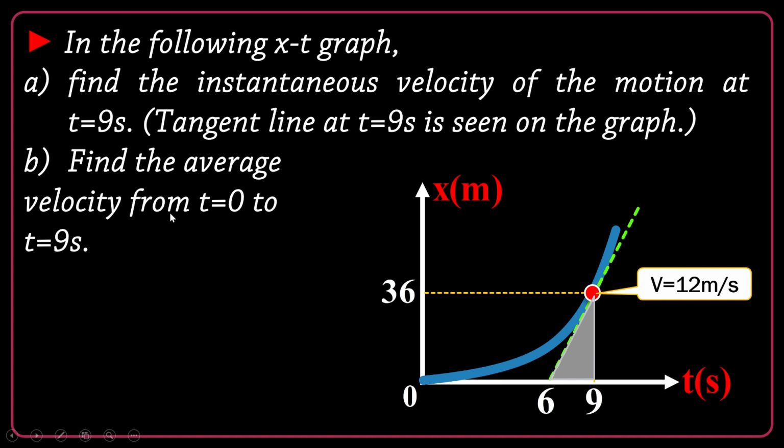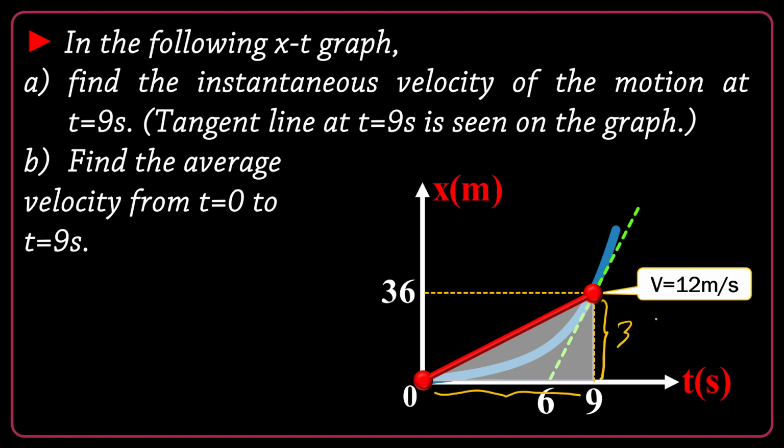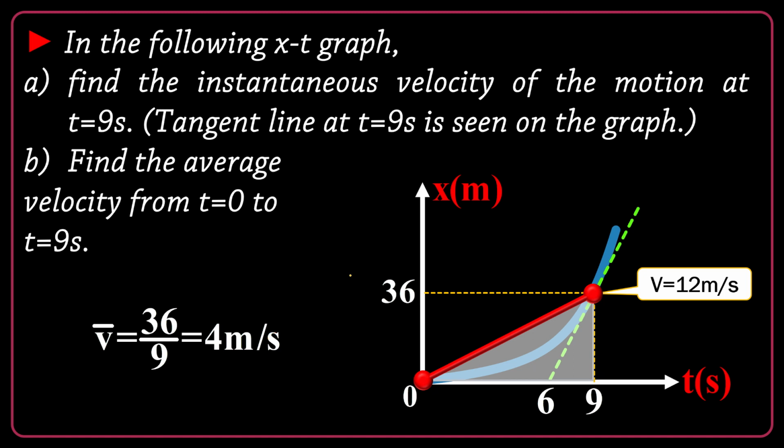Part B, find the average velocity from t equals 0 to t equals 9. Average velocity is the slope of the secant line. Secant line from where to where? 0 to 9. So let's draw the secant line from 0 to 9. Then I establish another triangle. Then again, vertical over horizontal. Vertical is 36, horizontal is 9. 36 over 9 is going to be 4. So 4 meters per second is the average velocity from 0 to 9. You see, the instantaneous velocity at t equals 9 is different from the average velocity from 0 to 9. Why is that? Because the xt graph is a curve.